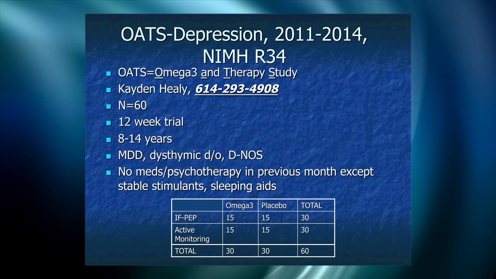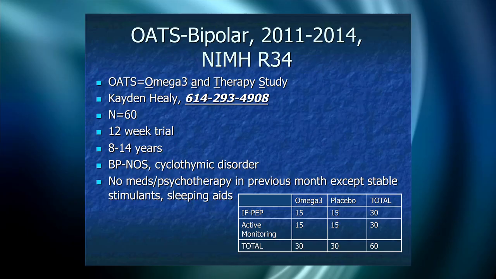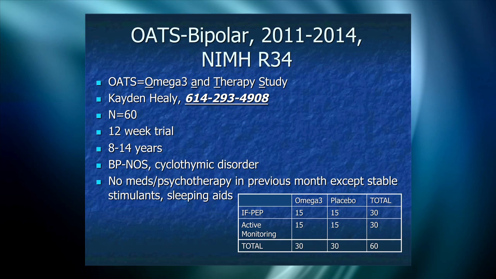The second study is for kids with bipolar NOS and cyclothymic disorder. We have no treatment guidelines whatsoever for those kids. All the medication trials have been for BP1 and sometimes BP2 thrown in. So same design there. I'll put in just a plug in general for clinical trials for families.